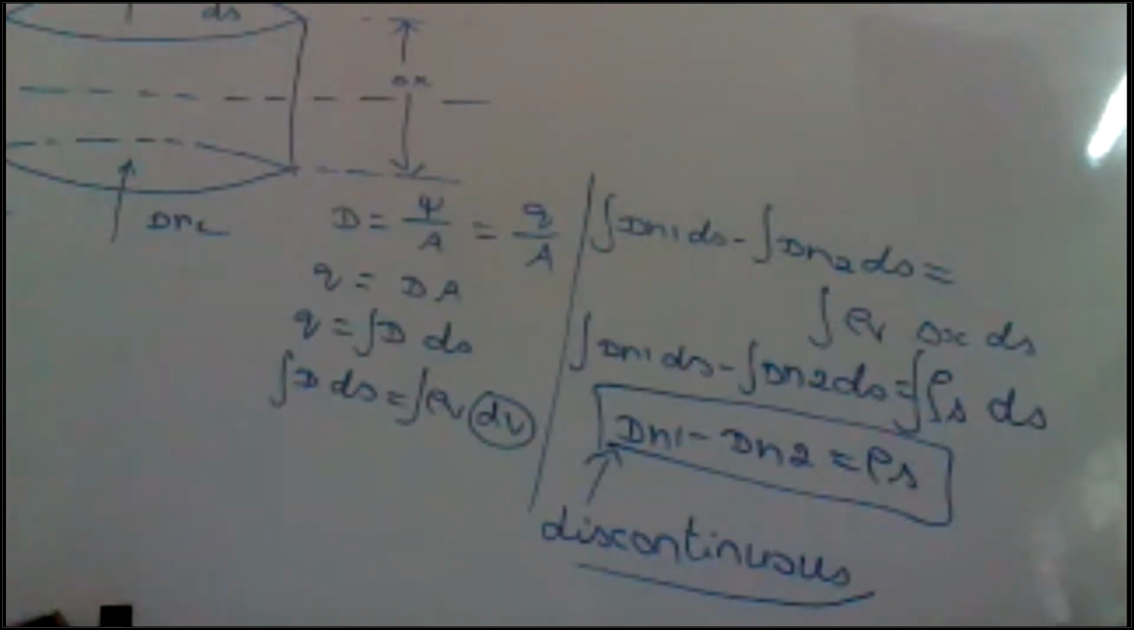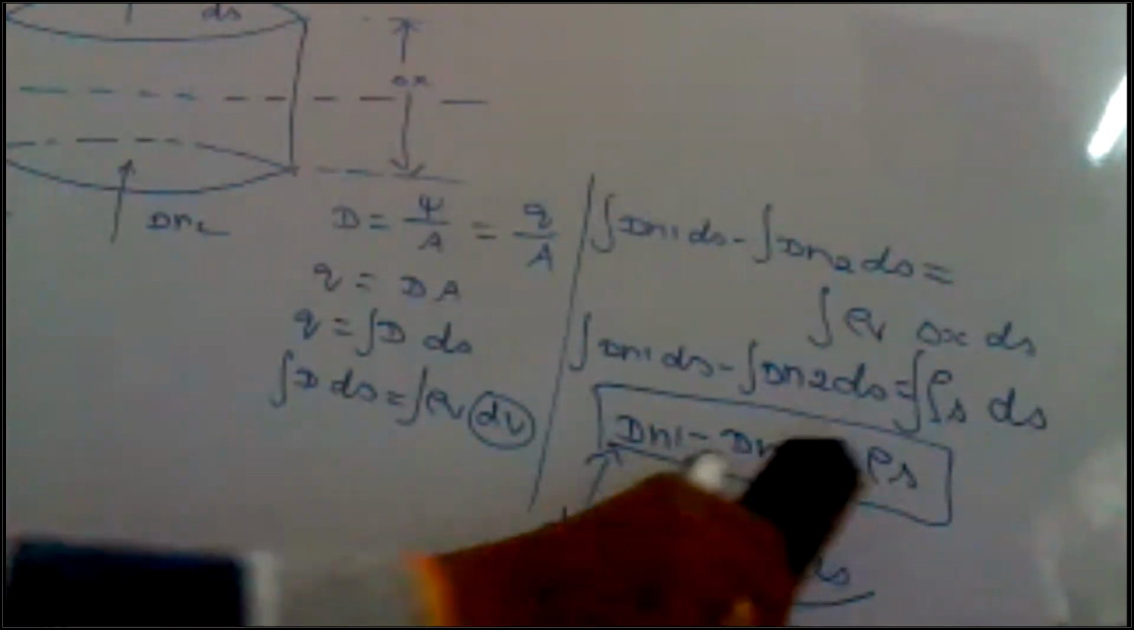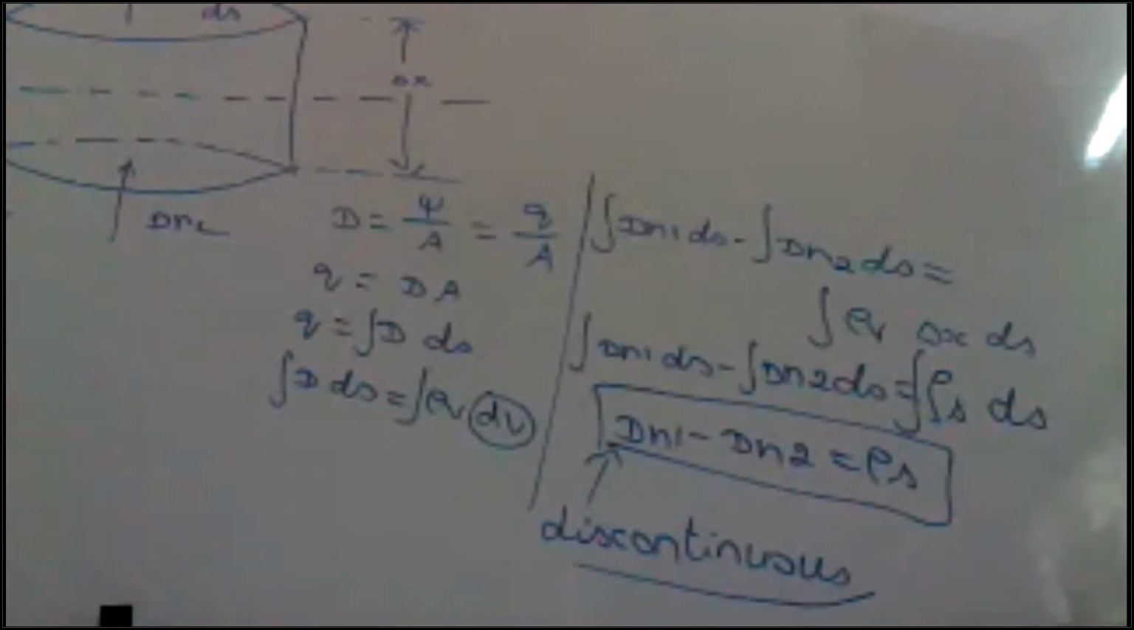If there is some surface charge density, if there is some charge enclosed in the pill box, then automatically surface charge density will come into the picture. So d will become discontinuous by an amount equal to the surface charge density. So their difference will be equal to the surface charge density, that is the point here. Who did not understand this?